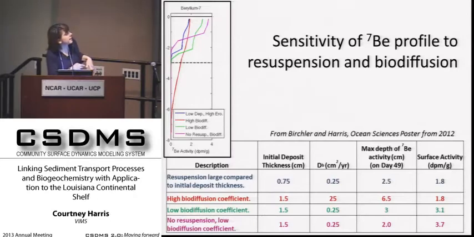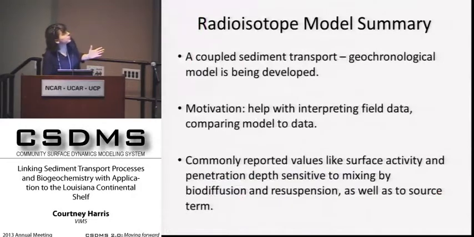So this was a panel that my student Justin Birchler did at Ocean Sciences last year. He's comparing the numbers that we typically get from field data, which are the maximum depth of beryllium-7 penetration and the surface activity of beryllium-7. But here he's showing that for the same flood event, these numbers can vary depending on how intense resuspension is and how intense bioturbation is. So to summarize what we're doing with the radioisotope models, we're developing this linked geochronological sediment transport model, and the motivation is that I think it will help us with interpreting field data and comparing our model to the data.